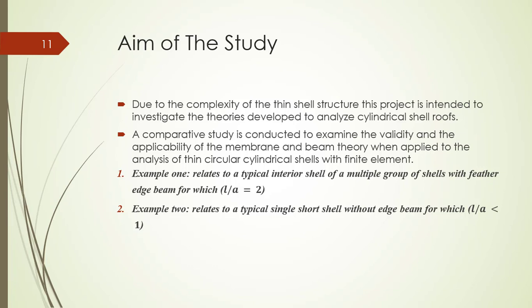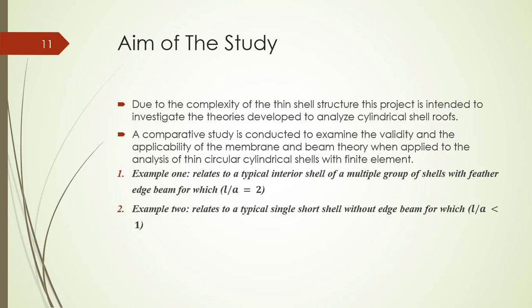To achieve this goal, examples related to different typical circular cylindrical shells are investigated herein as follows. Example 1 relates to a typical interior shell of a multiple group of shells with edge beams, for which L over A is equal to 2, and example 2 relates to a typical single short shell without edge beams, for which L over A is less than 1.